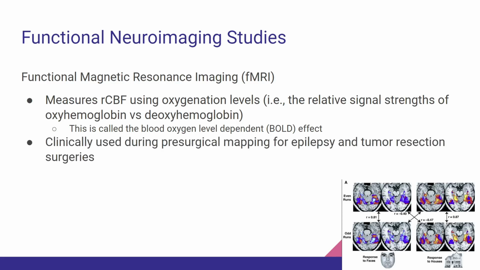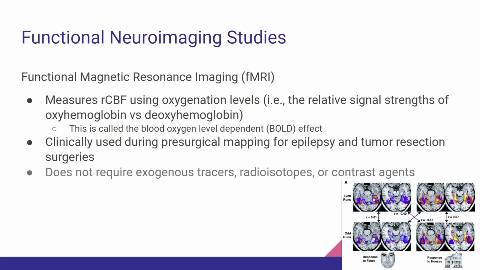Clinically, fMRI is often used for presurgical mapping for epilepsy and tumor resection surgeries. It's great because it doesn't require any kind of exogenous tracers, radioisotopes, or contrast agents, and it has a much higher resolution than SPECT and PET.